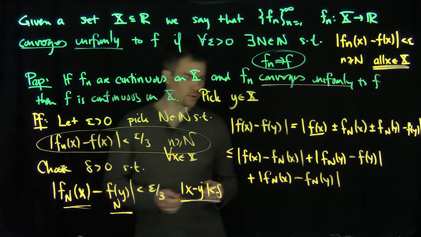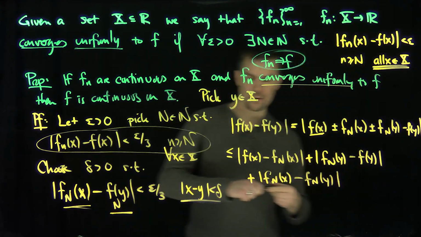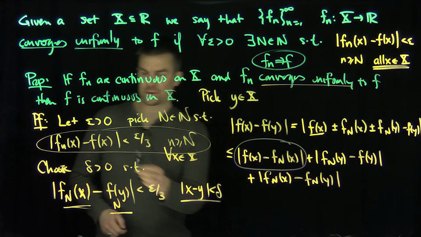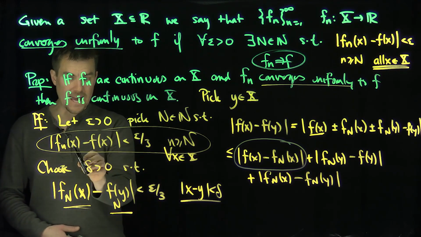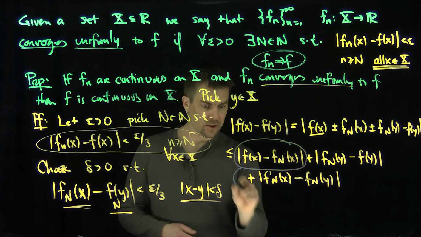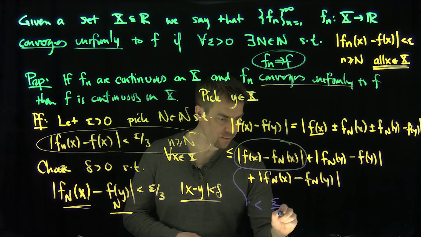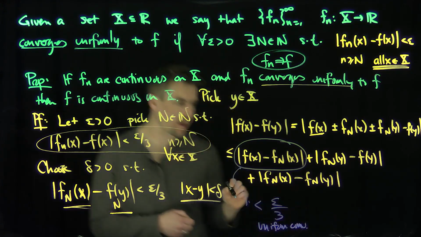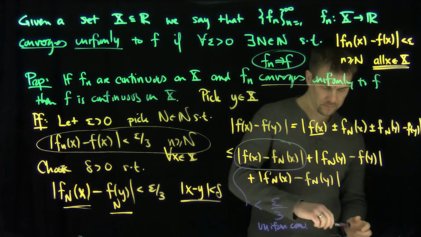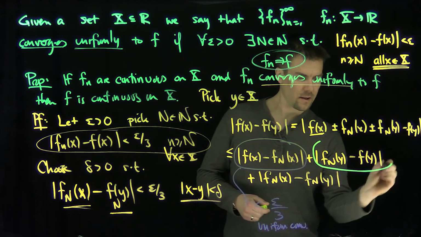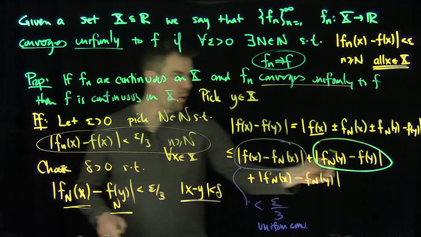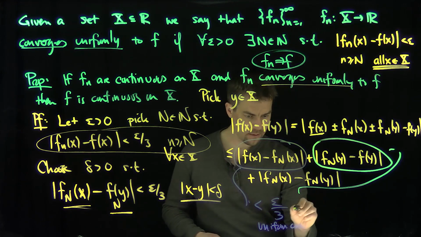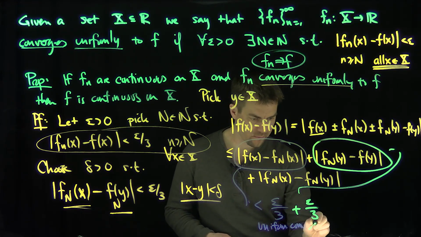And so let's estimate each of these three terms. Let's look at this first term. How can I handle it? I can use this condition because once we're past N, for any x in this range, that's going to be less than epsilon over 3. So this term is less than epsilon over 3, and that comes from uniform convergence. This second term is also in this regime because y is a point in X, so it is less than epsilon over 3, also by uniform convergence again.